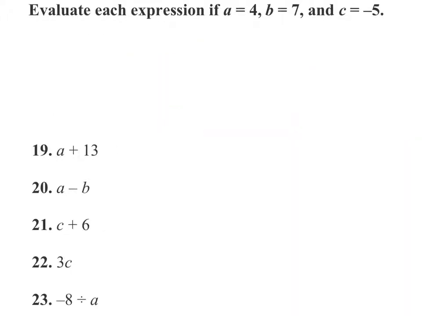All right, number 19, A plus 13. Okay. It's really easy because A is 4, so it's just 4 plus 13, which is 17. Bam. Good work.